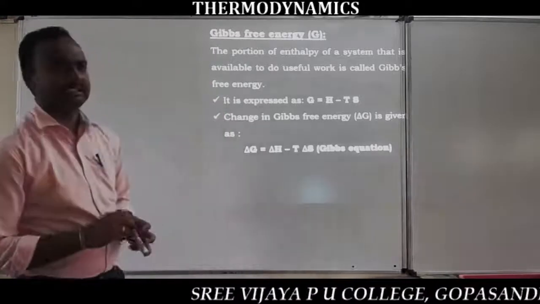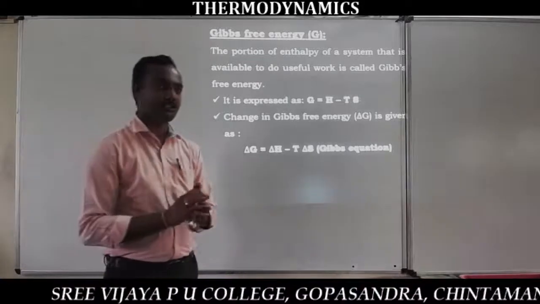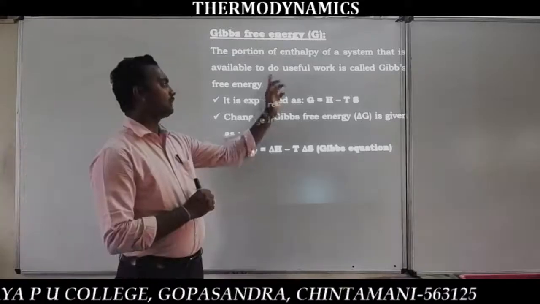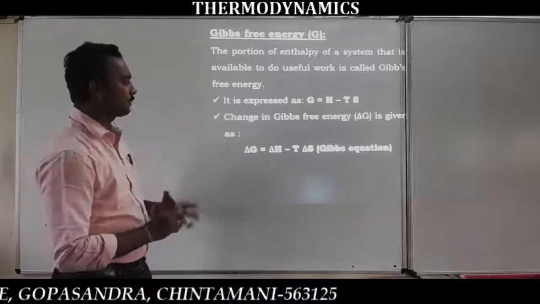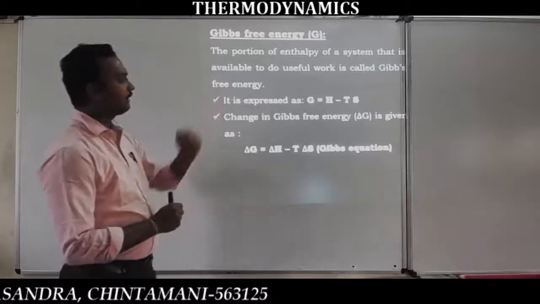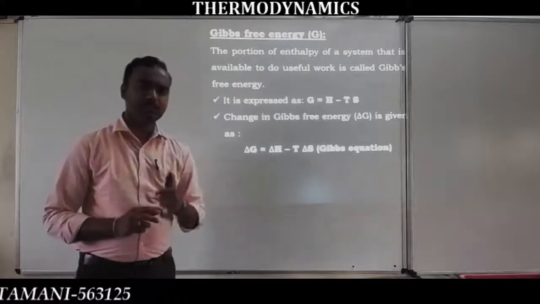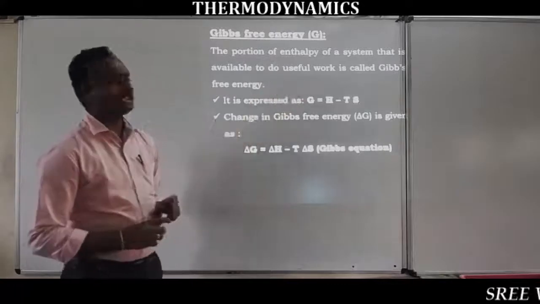We know that internal energy is nothing but the total energy possessed by the system. In that internal energy, a small amount of energy which is available to do useful work is called Gibbs free energy. So the portion of enthalpy of a system that is available to do useful work is called Gibbs free energy, and it is indicated by G.